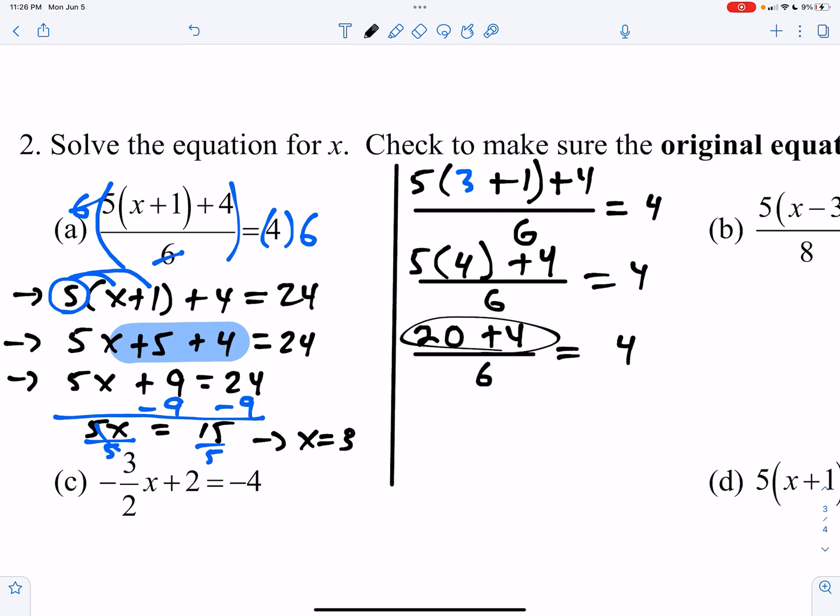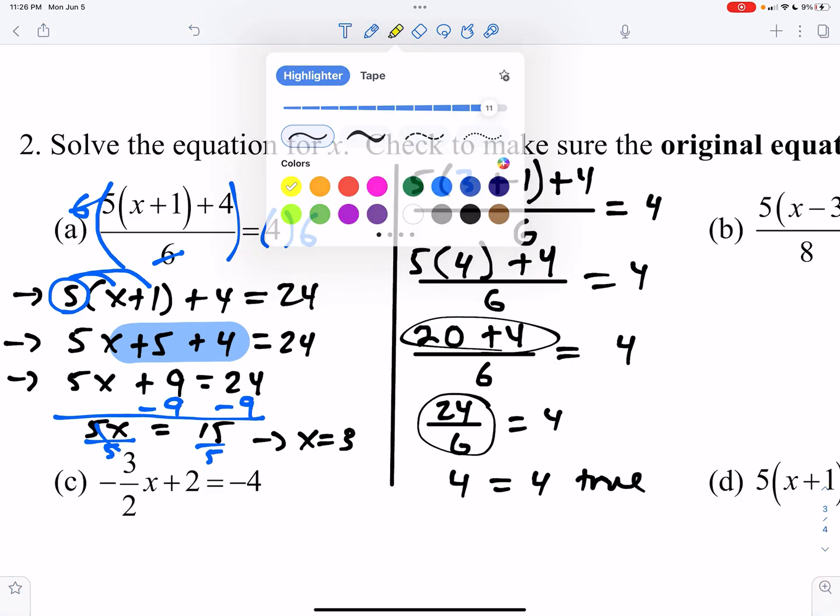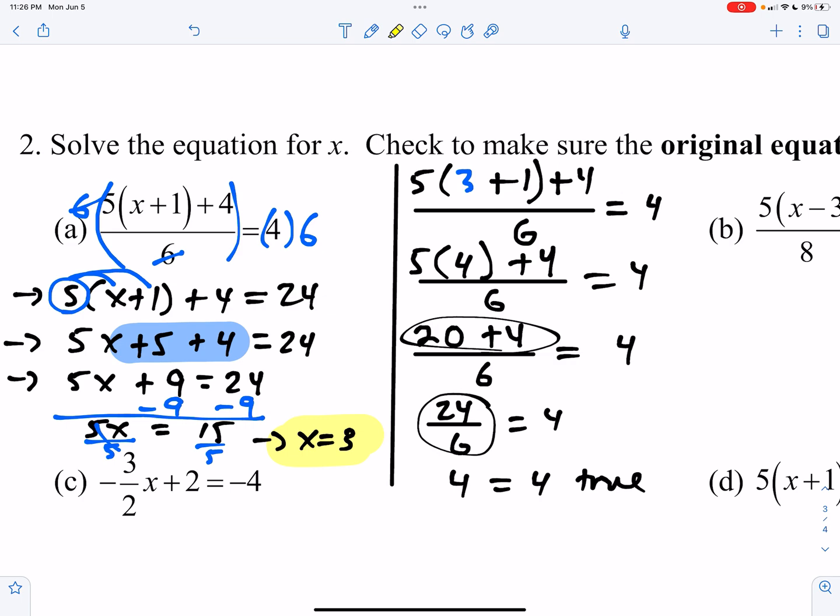Well, now I'm going to take a look at that. So 20 plus 4 is 24. Over 6 is 4. And 24 over 6 is 4, which equals 4. That is a true statement telling you that x equals 3 is your solution.